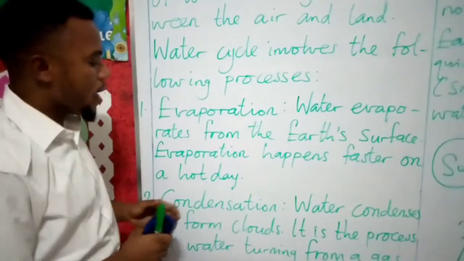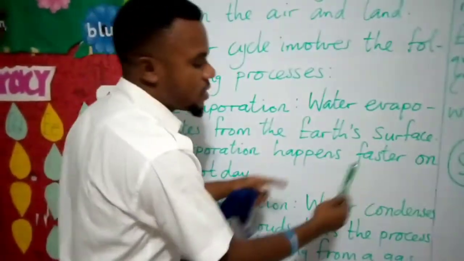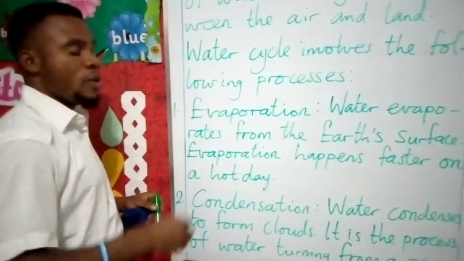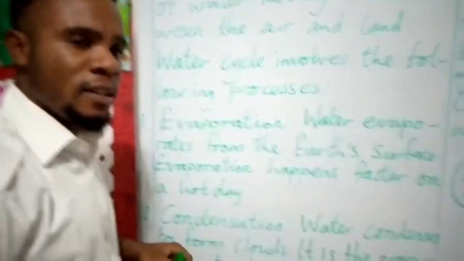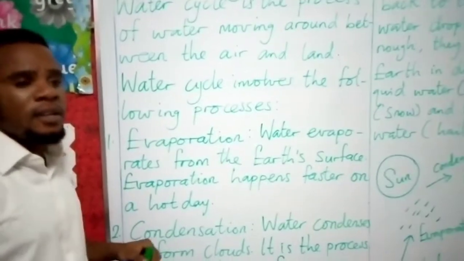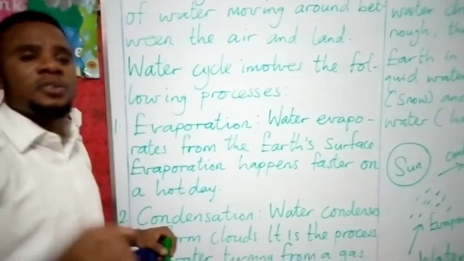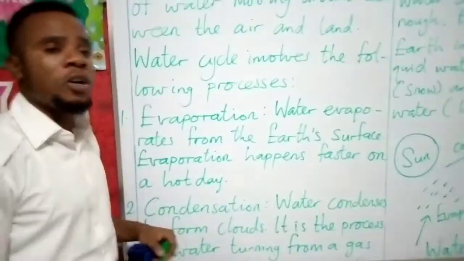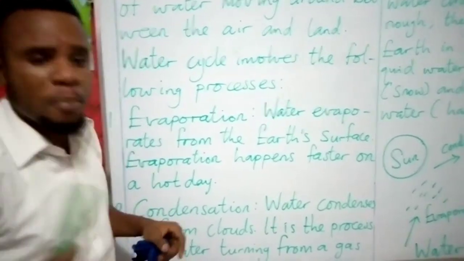So we want to look at this. Evaporation happens faster on a hot day. So when you see evaporation taking place, it takes place better on a hot day than a cool day, because the sun during the cool day is not that active. So during the heat period, the sun is so hard that your body will be so hot, you'll be sweating. So the more the sun, the more the evaporation.